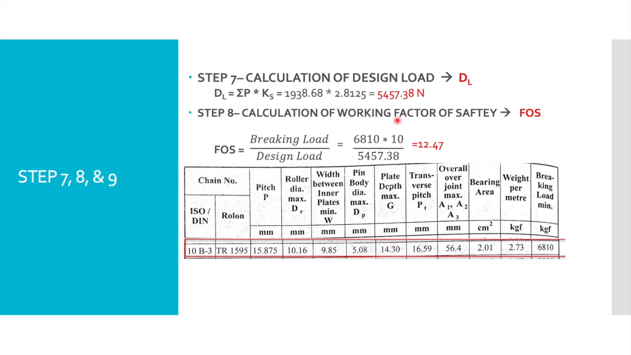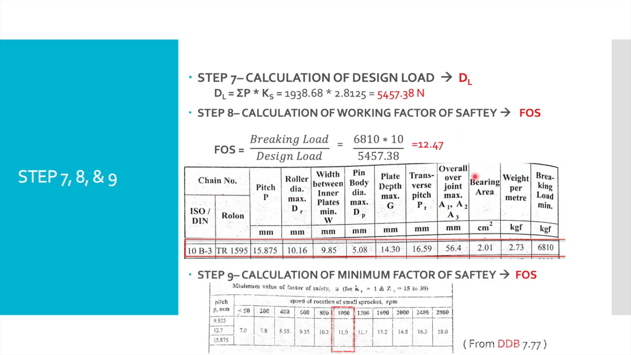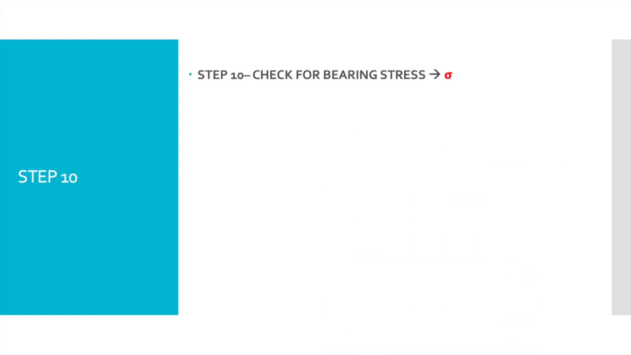Since we have the working factor of safety, we need to find out the minimum factor of safety. That lies to be 11, which is less than the working factor. So since the working factor of safety is greater than the minimum factor of safety, our design procedure is safe.